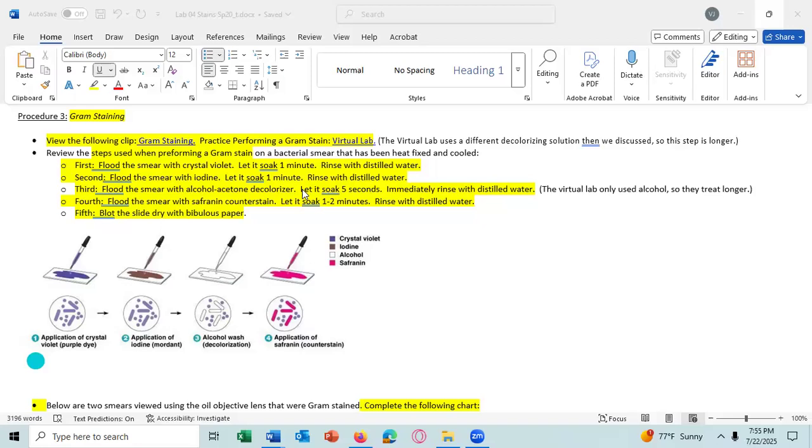With the decolorizer we tend to use at Clark College. There are different decolorizers. In the virtual lab here, the decolorizer they are using is only ethanol. I think it's 95% ethanol. But the point is, it's only ethanol, and it's a little weaker. And so when they're applying the decolorizer, it's going to be longer than 5 seconds. It's something like 20 seconds they're applying it for, and that's because their decolorizer is weaker.